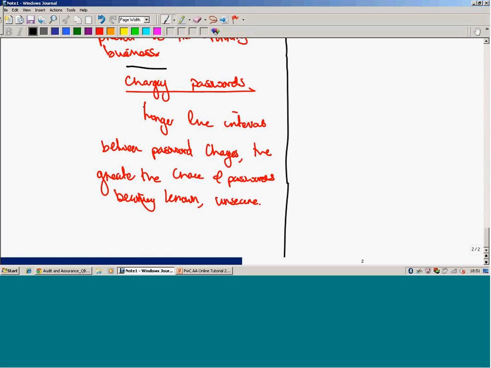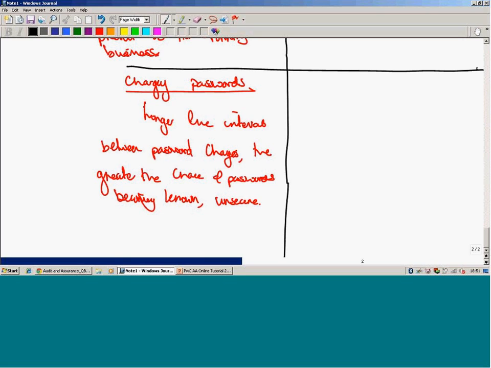So insecurities as a result of people just having the same password for ages. It's the same issue with people having the same password for everything. If you've got the same password for your computer, your online banking, and everything else, it's not particularly secure. So do think about making sure of that.